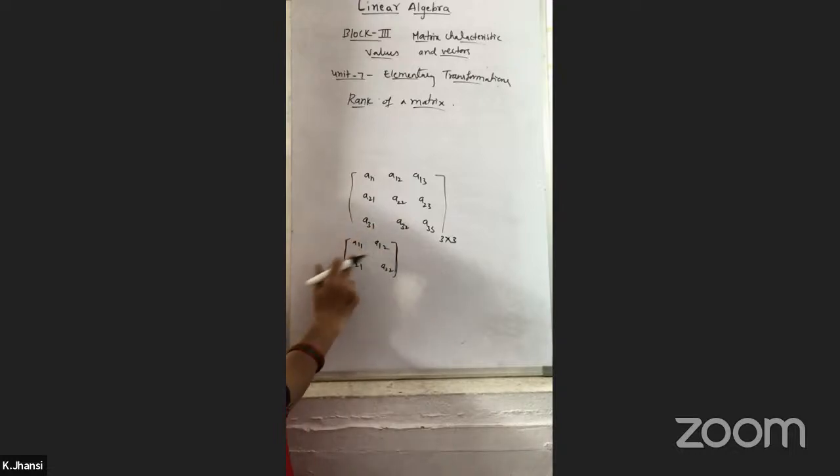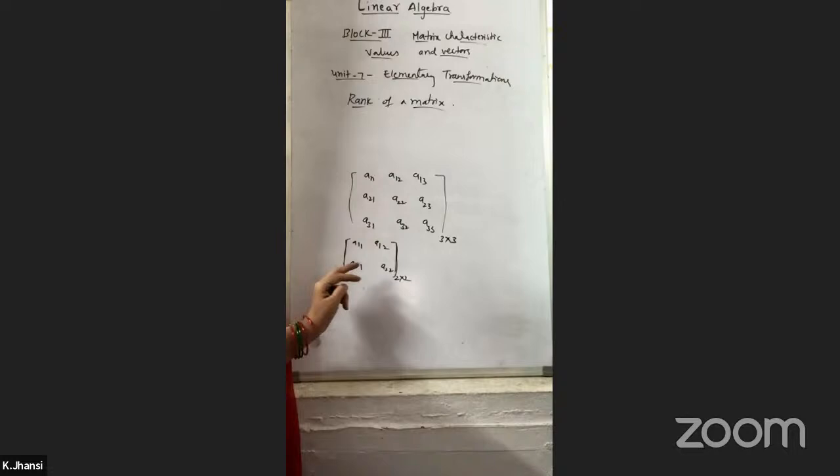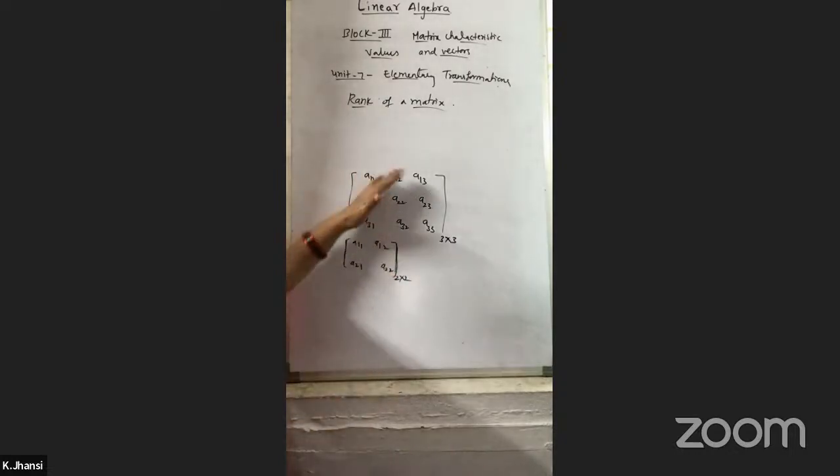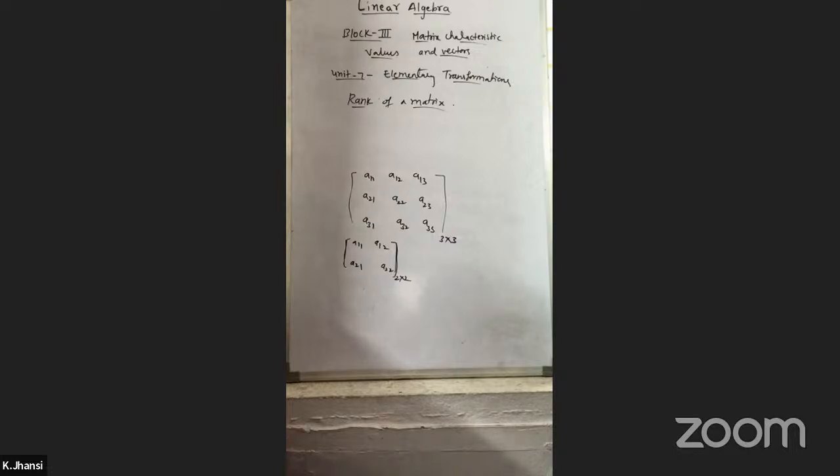Minor means it is a 2 by 2 square matrix. If you take any of these 4 elements and find the determinant, that is a 2 by 2. From this we can convert the minors of this matrix. Okay. So that definition is given in 7.2.1. And regarding the rank of the matrix, it is on page number 74.